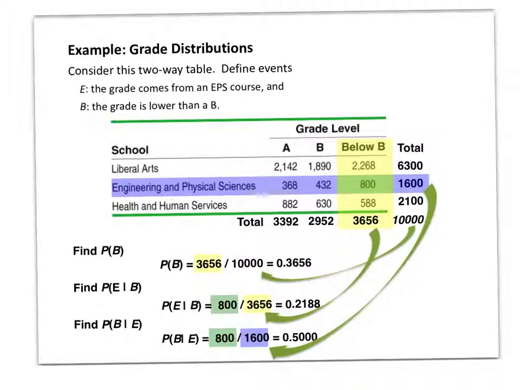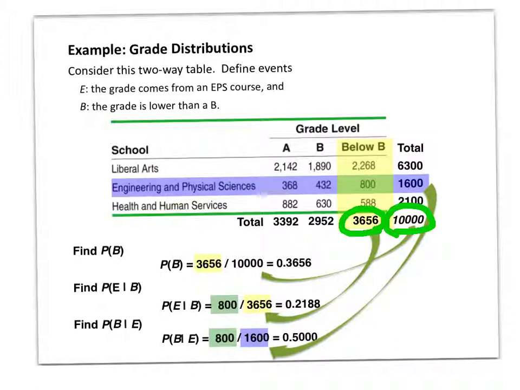So here's an example using a two-way table. Event E is going to be the grade that comes from an engineering and physical science course, and event B is the grade is lower than a B. So some questions that they ask us here, for example, is to find the probability of B of randomly picking a student and their getting lower than a B. So if I look here, there are 3,656 students out of a total of 10,000 students who got lower than a B. Then the next one asks, so what's the probability of E given that B has happened?